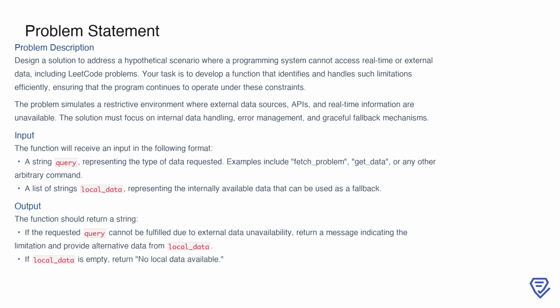program cannot access real-time or external data, such as APIs or live updates. The goal is to ensure the system operates seamlessly despite these limitations. To achieve this, the function must focus on using internal data resources, managing errors effectively, and providing fallback mechanisms that allow the program to respond gracefully even when external information is unavailable. Essentially, the solution should simulate how a system can adapt to such constraints and maintain reliability.